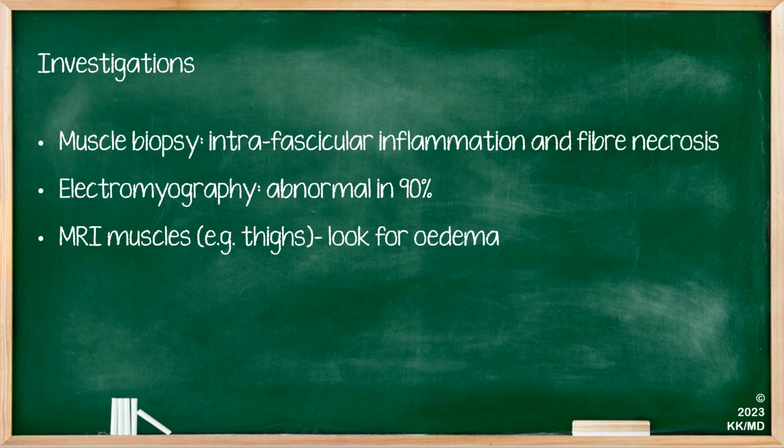Really, what you want to do eventually is to get a muscle biopsy for confirmation of your diagnosis. In a case of polymyositis, you would be looking at endomysial inflammation and fibronecrosis, and your EMG, or electromyography, is frequently abnormal in about 90% of cases.